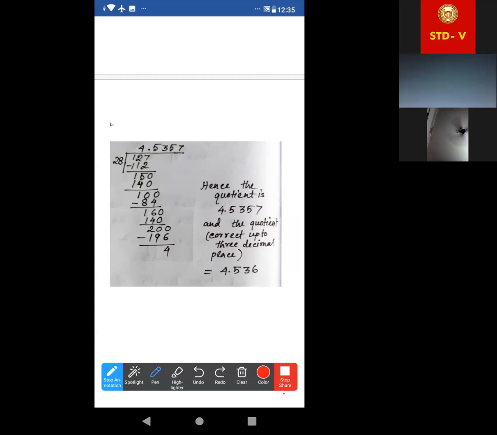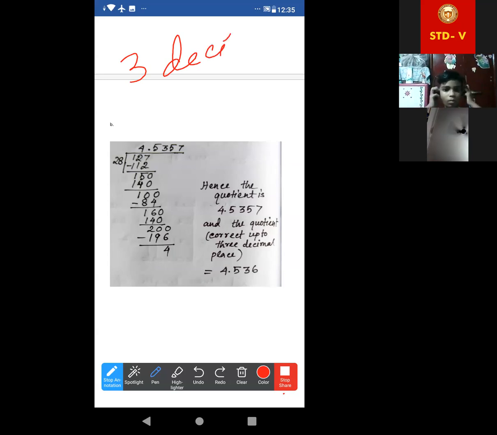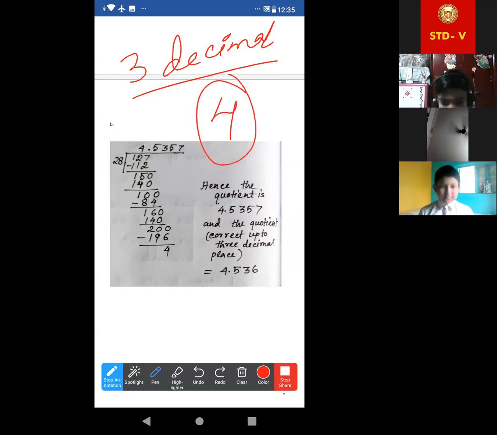Now just look, round it off. It is given up to 3 decimal places. Up to 3 decimal places means we definitely need to go up to the 4th decimal place. After that, we have to round it off to 3. So just divide it.